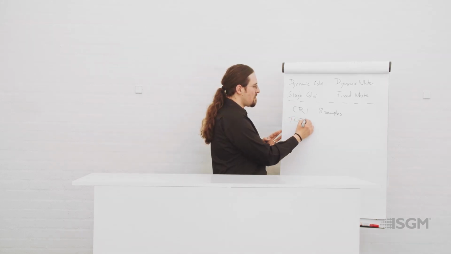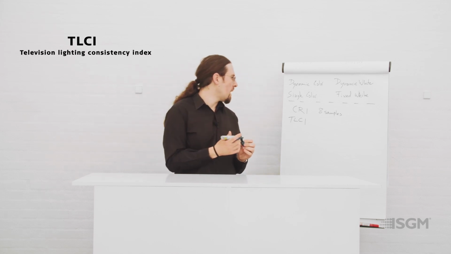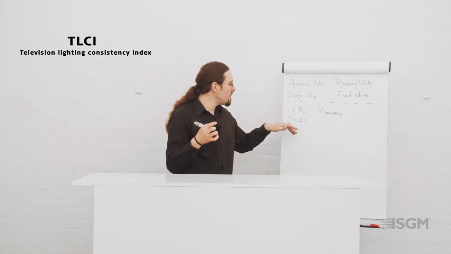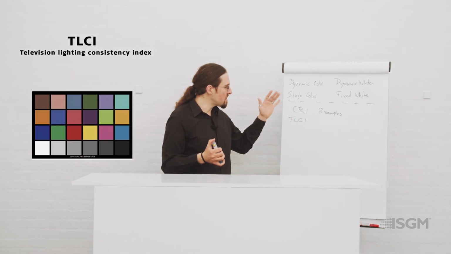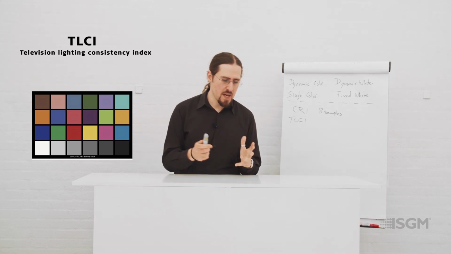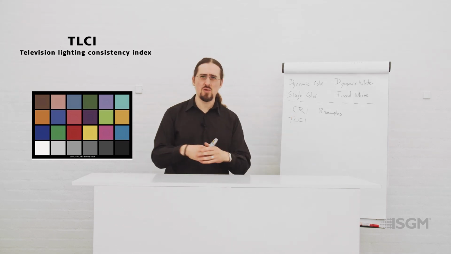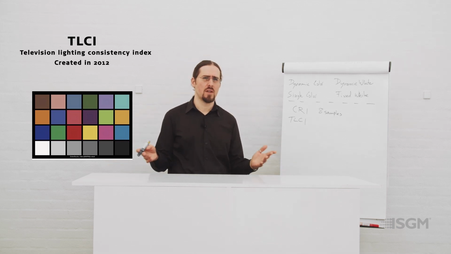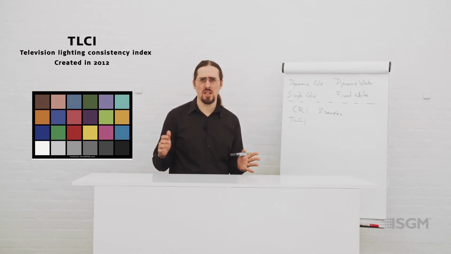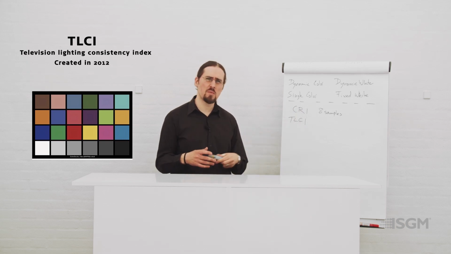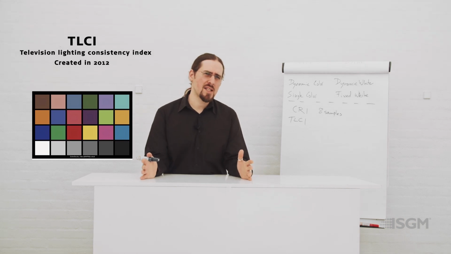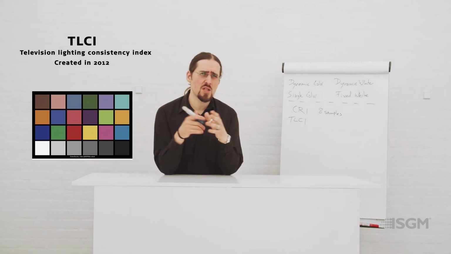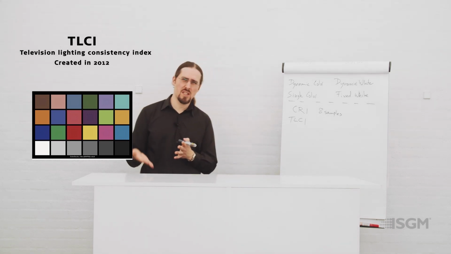These days, the TLCI is becoming more popular, and TLCI means Television Lighting Consistency Index. The difference between CRI and TLCI is basically that in the CRI there is no software or cameras involved. It's just a measurement of how these colors are reproduced. But in the TLCI, it's the software itself that analyzes how these colors are reproduced. And this is very related to cameras. That's why it's called the Television Lighting Consistency Index.